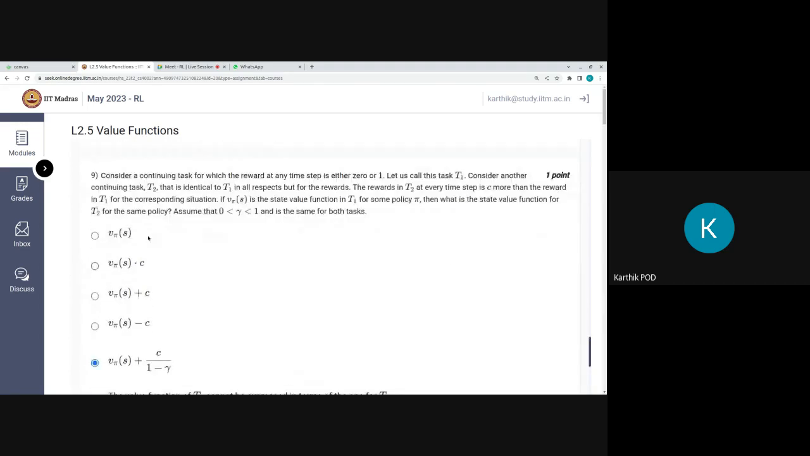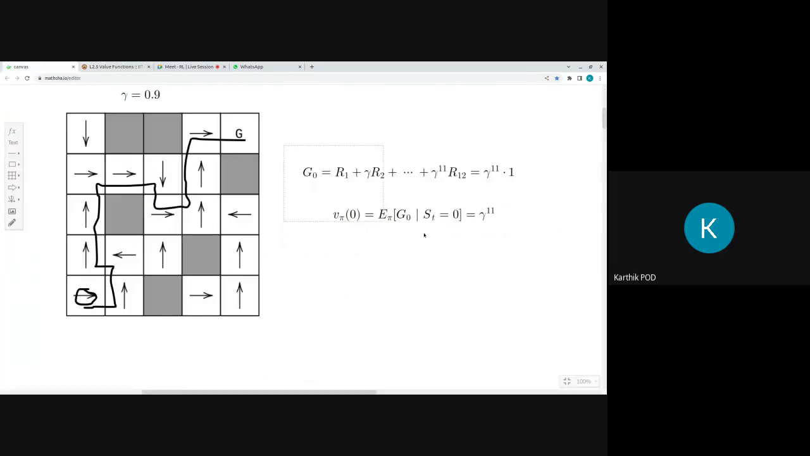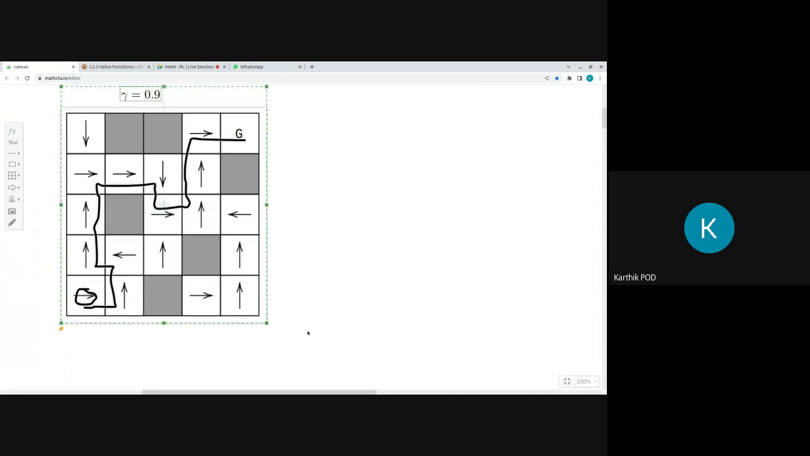Final question is this one. Okay, so the question is kind of big. I'll just explain it here. Assume that you have two tasks. You have task 1 and you have task 2. Now both are identical. Both are identical, but for the rewards, right?